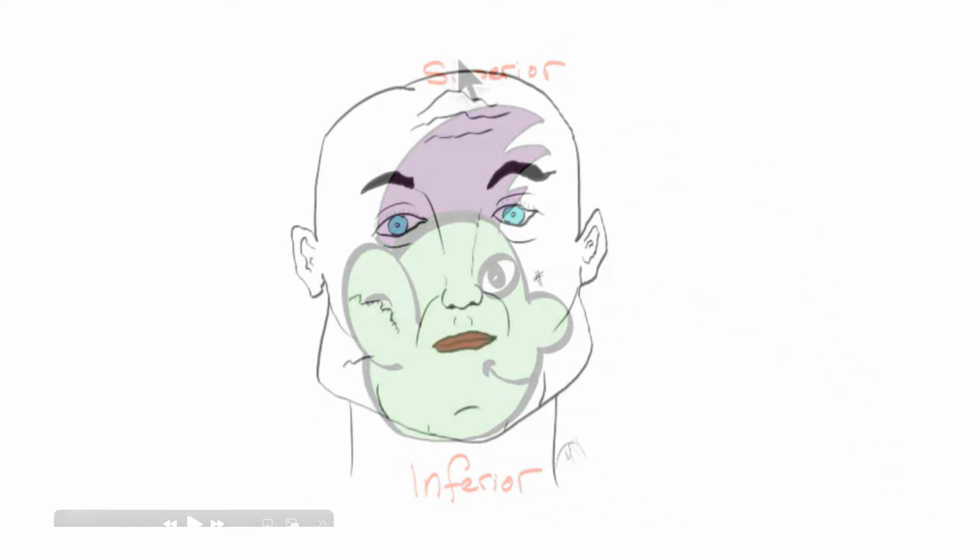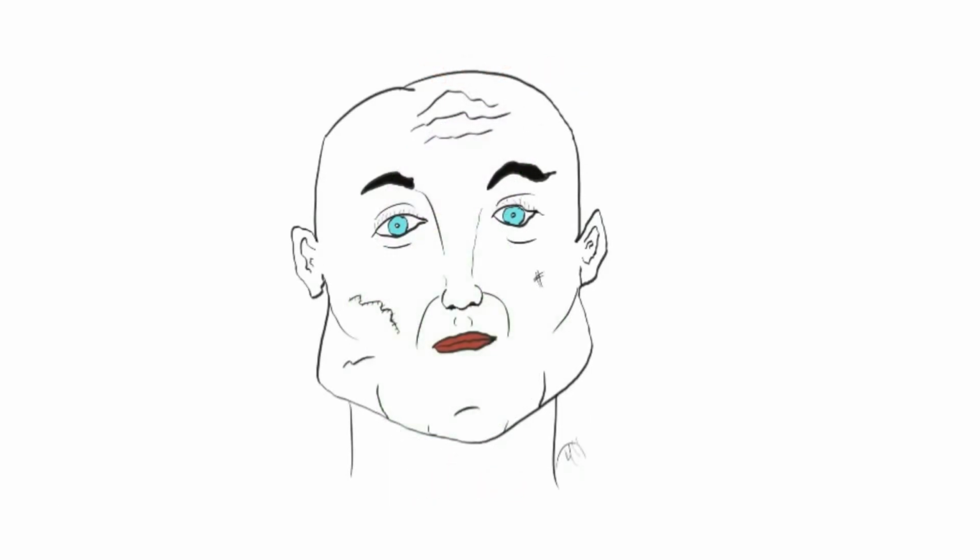Okay, so let's just look at this image right here just to review superior and inferior. So this individual is in standard anatomical position. Granted, we don't see this individual's hands or palms of their hands, but let's just assume that they are in standard anatomical position. The eye is superior to the nose, but the eye is inferior to the eyebrows.